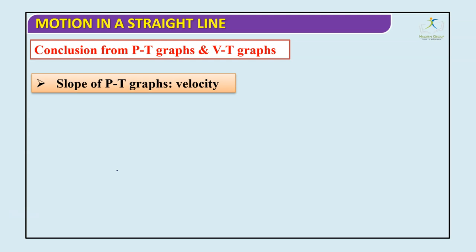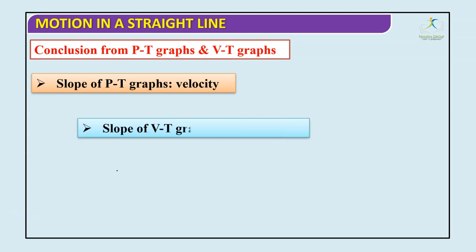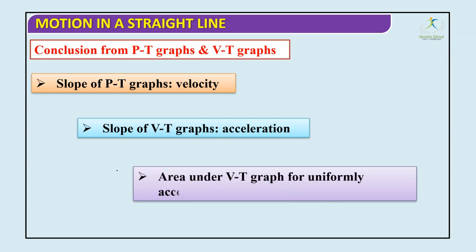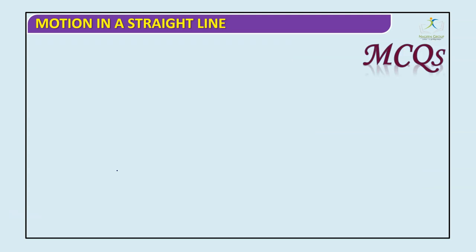Now the conclusion for p-t graphs and v-t graphs. The slope of the p-t graph gives velocity. The slope of the v-t graph gives acceleration. The area under the v-t graph for uniformly accelerated motion is equal to displacement.